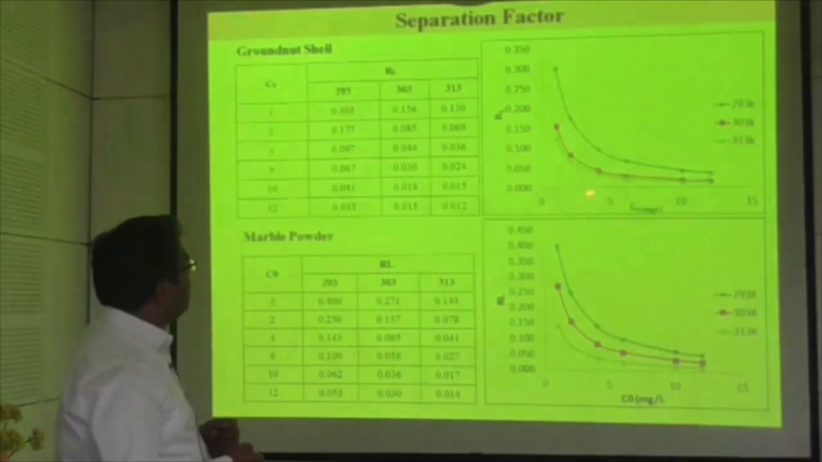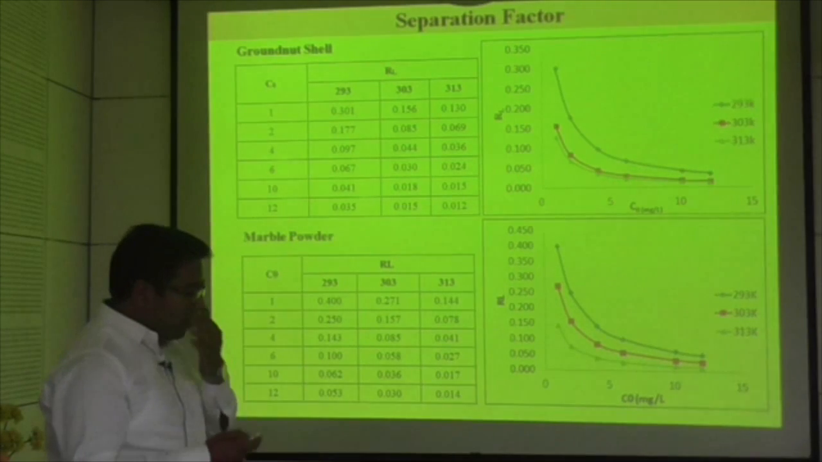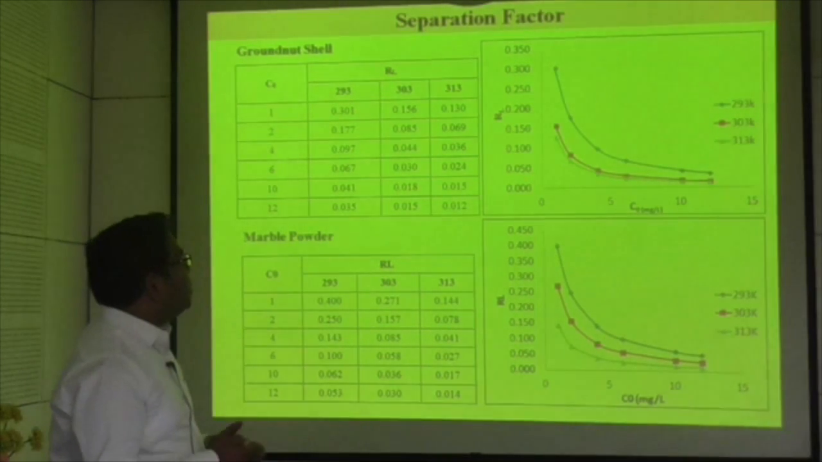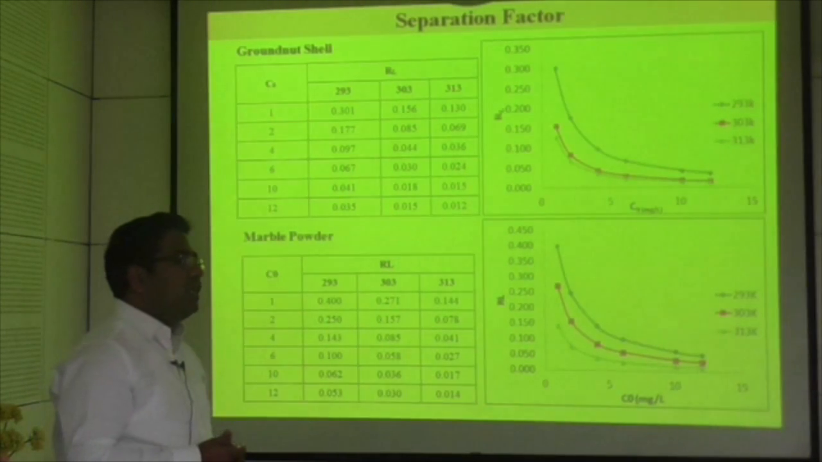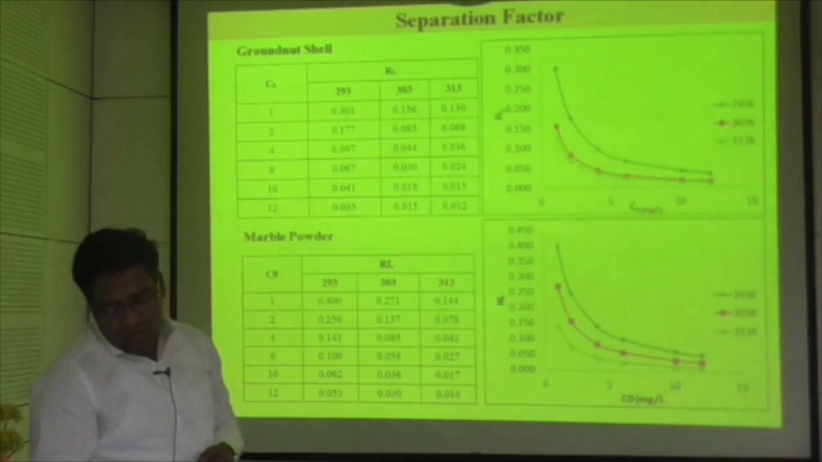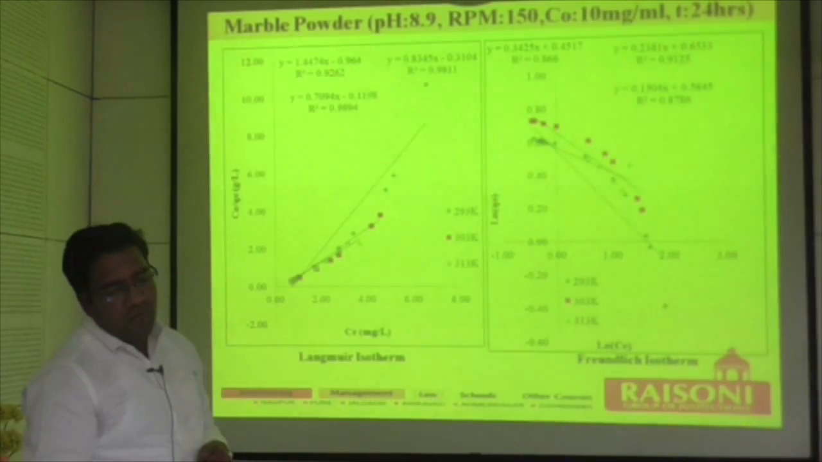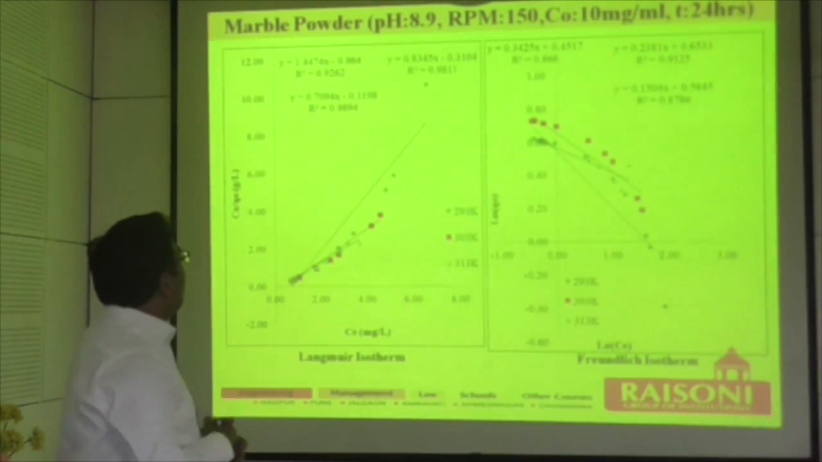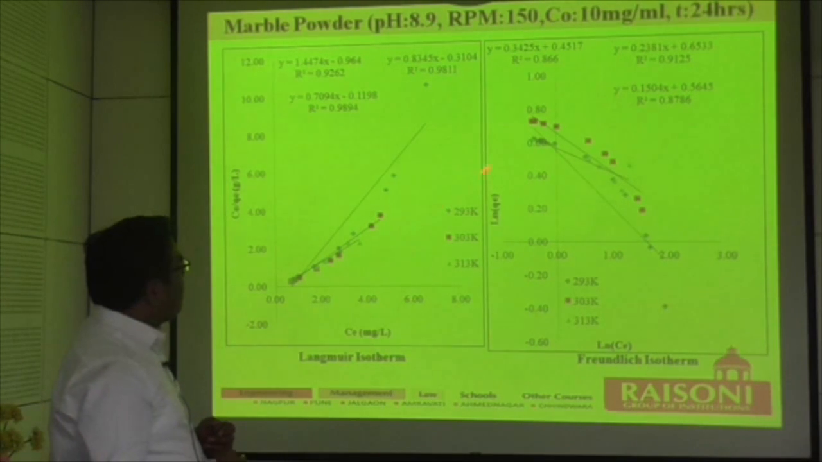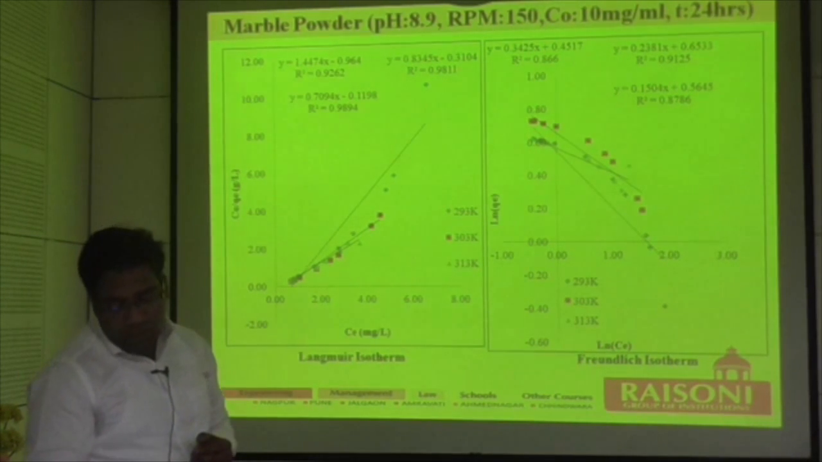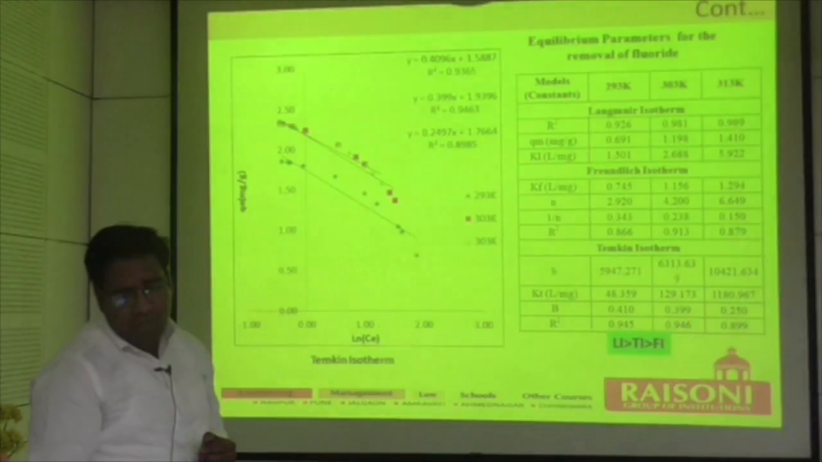The separation factor is calculated here from the Langmuir relationship. Here the value is coming between 0 and 1, which shows that it is favorable. This is all for the four materials. Then for marble powder again we can see Langmuir is followed, Freundlich is also followed there, and Temkin is also followed there.